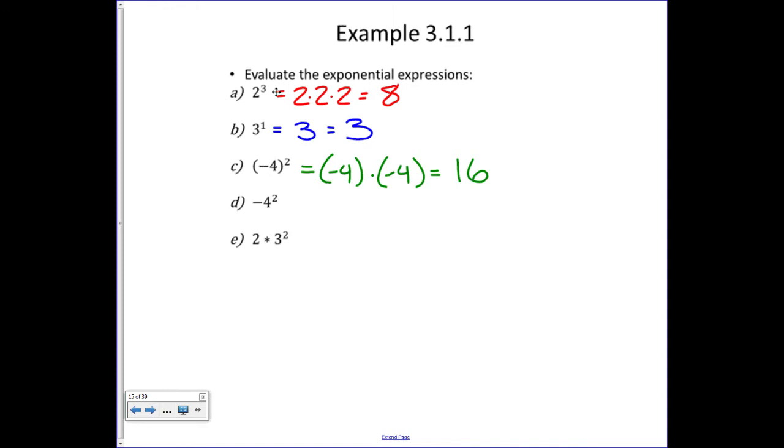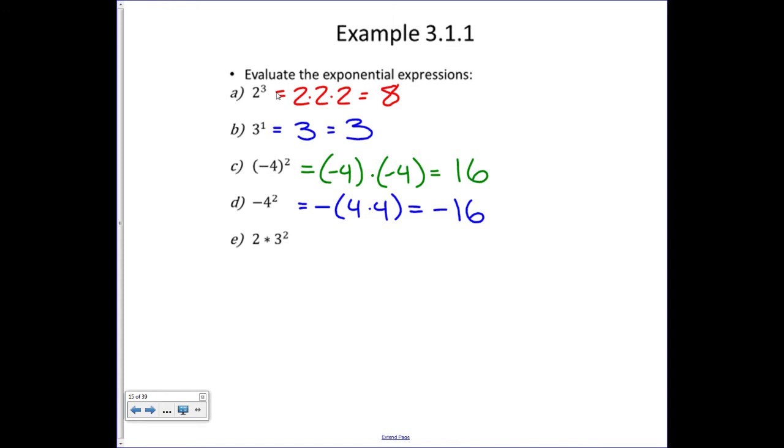For the second problem, or for part D, the negative is not part of the squared. It's not within the parentheses. So in this case, we have negative 4 squared, or negative 4 times 4. Well, 4 times 4 is 16. And so now we get minus 16. Pay attention to whether the negative sign is within the parentheses and being squared, or if it's outside of the parentheses, because that will change your answer.